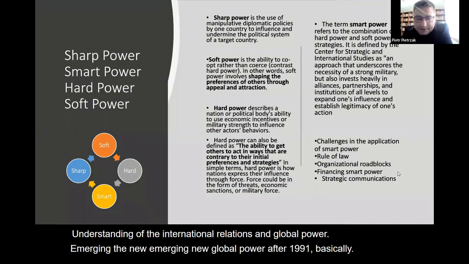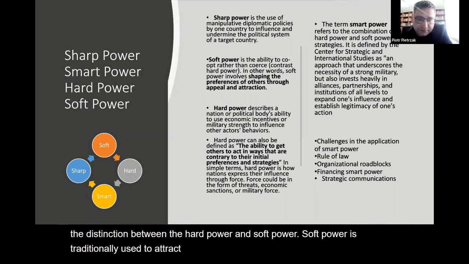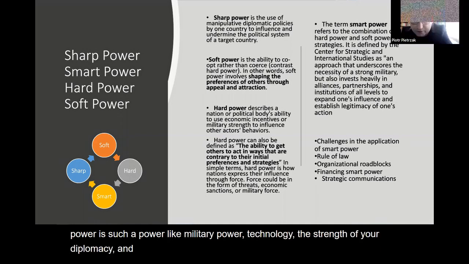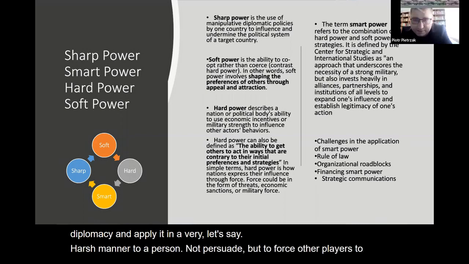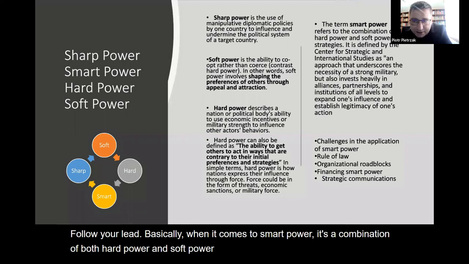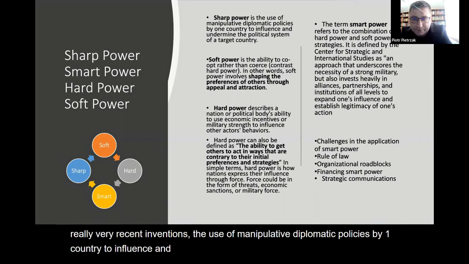And in here, I would like to make a distinction. I'm sure that you are aware of the distinction between hard power and soft power. Soft power is traditionally used to attract other international players to your agenda. Hard power is such a power like military power, technology, the strength of your diplomacy, and applied in a very, let's say, harsh manner to force other players to follow your lead, basically. When it comes to smart power, it's a combination of both hard power and soft power. And when it comes to sharp power, that's a very recent invention. It's the use of manipulative diplomatic policies by one country to influence and undermine the political system of the target country.